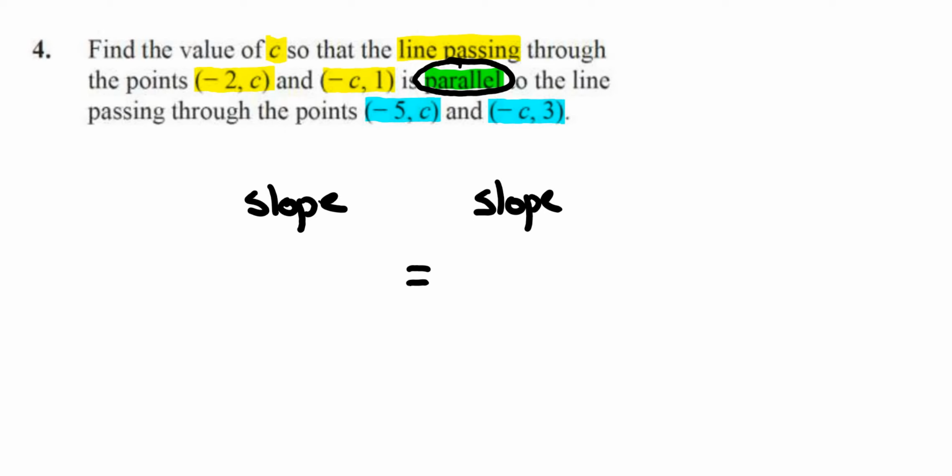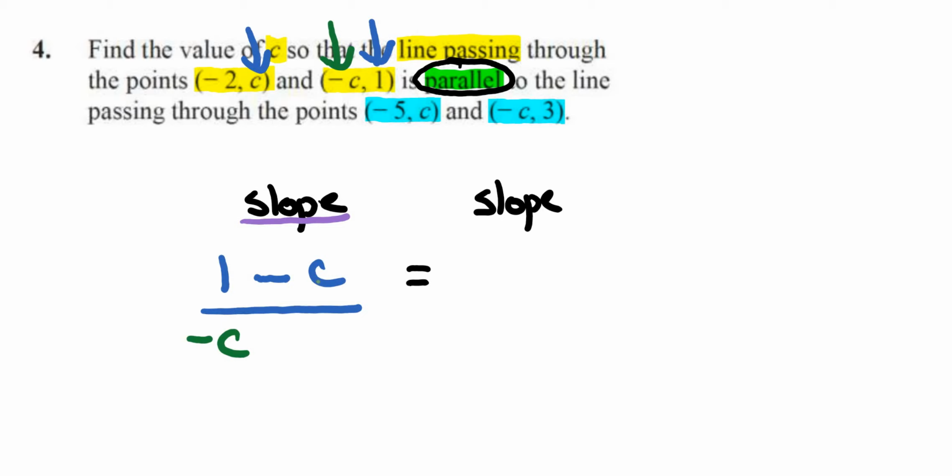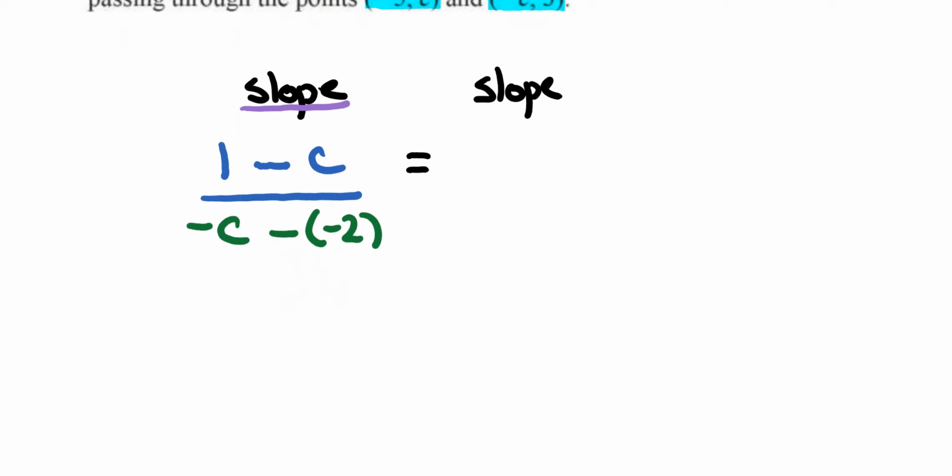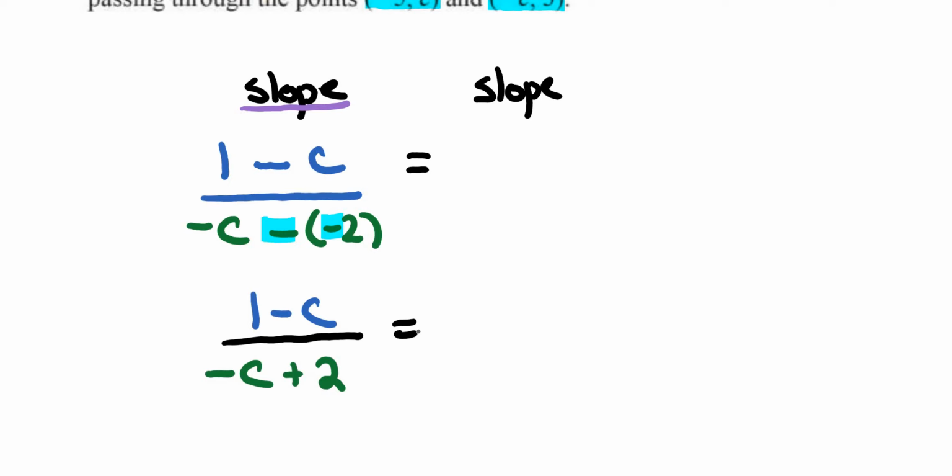All right, so let's go ahead and find the slope for the coordinates in yellow. So that's going to be y2. So y2 is going to be 1. So 1 minus y1, which is going to be c. So 1 minus c divided by x2. Now my x2 value is -c minus my x1 value, which is -2. Okay, and let's go ahead and simplify what we have here. So this is 1 minus c divided by, now I have a minus and a minus, so this is going to be -c plus 2. Okay, so that's what we have on the left-hand side.